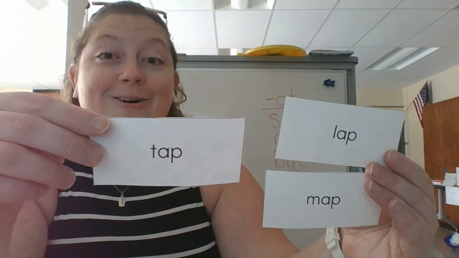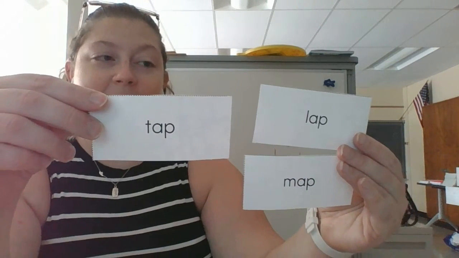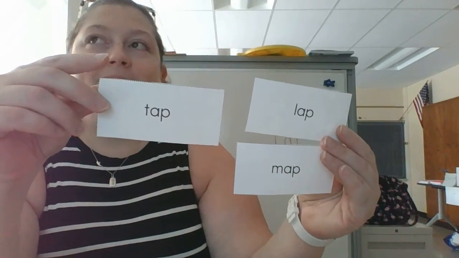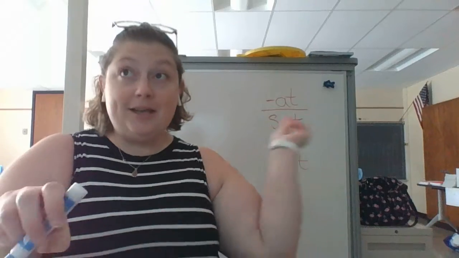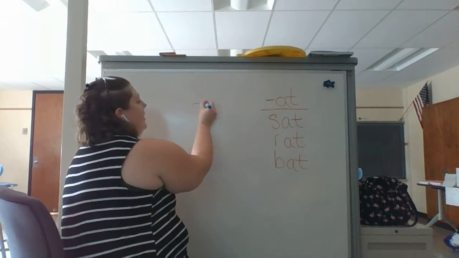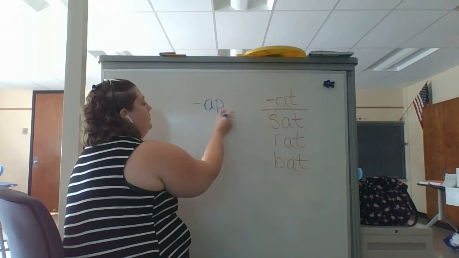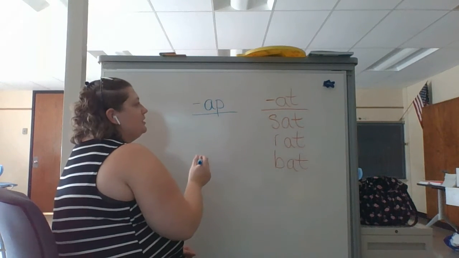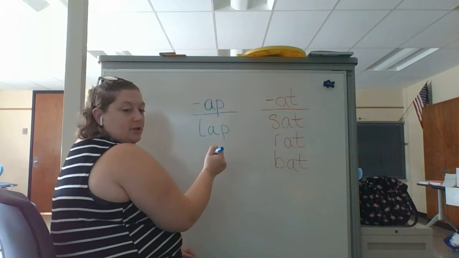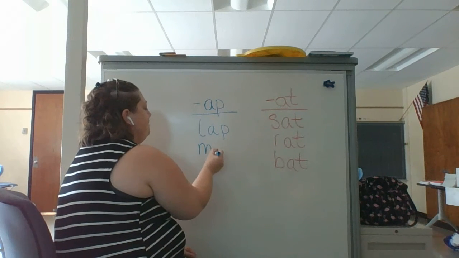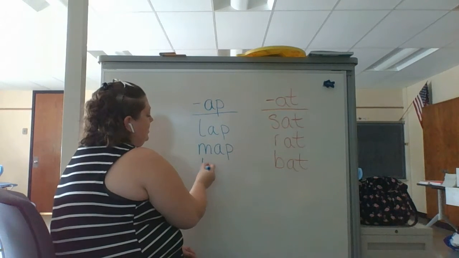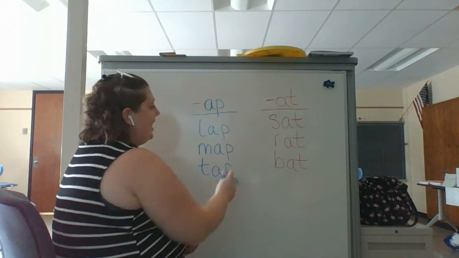You're right, they all have the app part in them. They rhyme. Lap and map and tap rhyme. So let's write them back here on our board with the app word family. We have app. First one was app, lap. And we had app, map. Then I had app, tap.